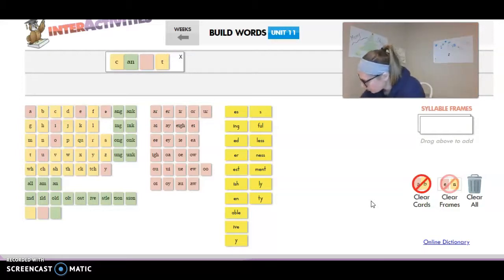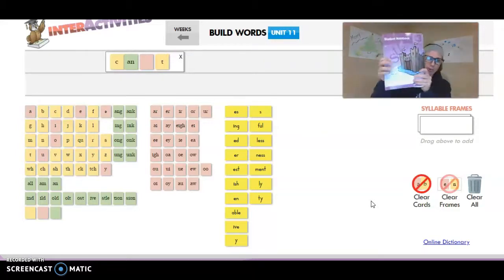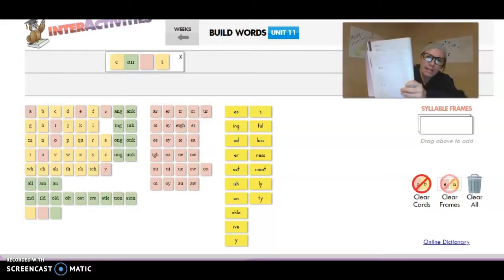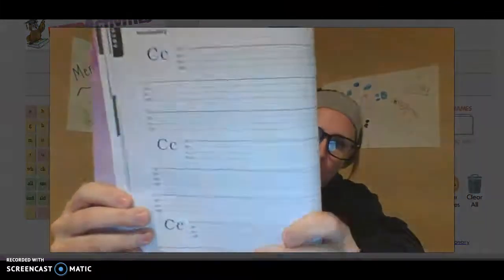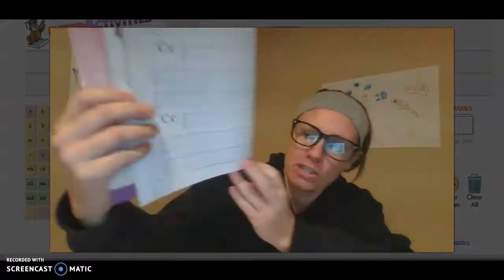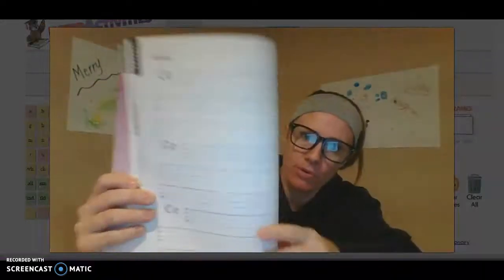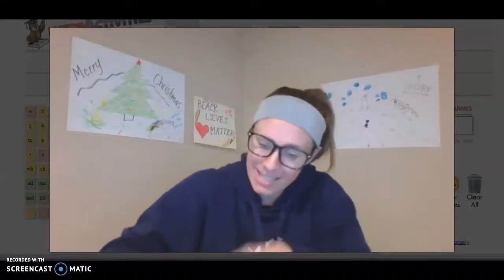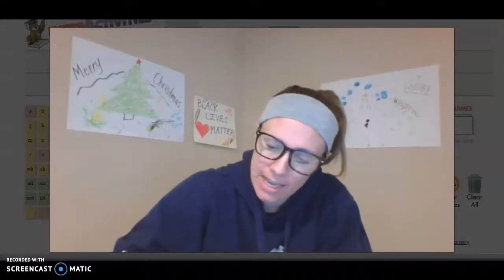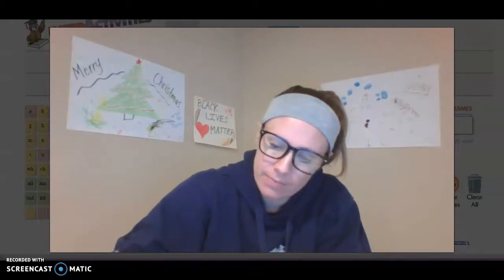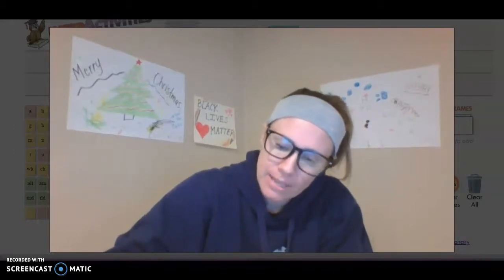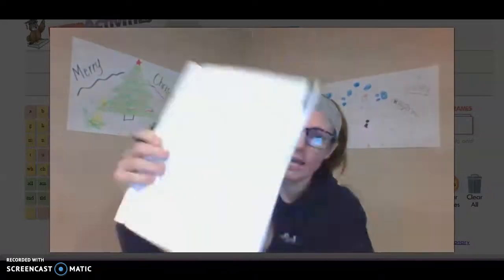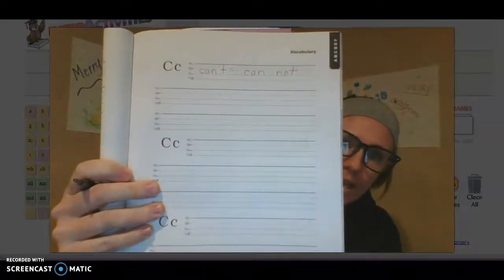Okay. So go ahead and grab your student notebook. And in the vocabulary section, find a letter C. Okay, it looks like this. I'm on page 60. Yours might be the same or it might be different. And let's write can't equals cannot. It's like a math equation a little bit. Can't equals cannot.